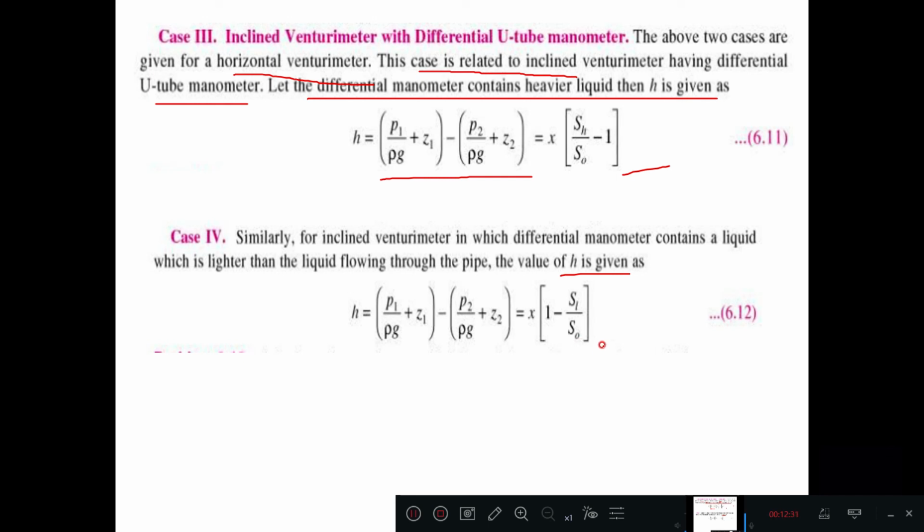So this is the equation which we can use in the absence of pressure data, and it can be utilized to calculate the discharge through the venturimeter. I hope you understood these derivations. In the next session, we are going to derive the equation for the orifice meter, which is also one of the applications of the Bernoulli principle.